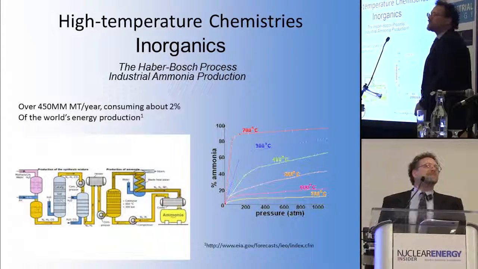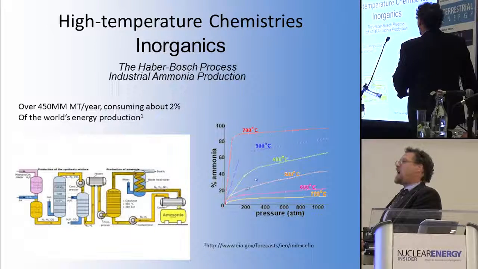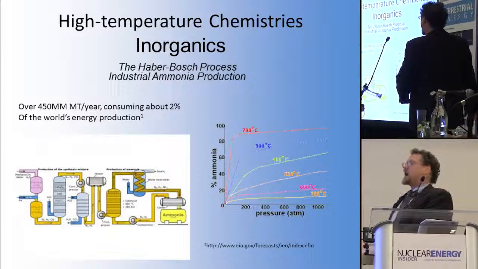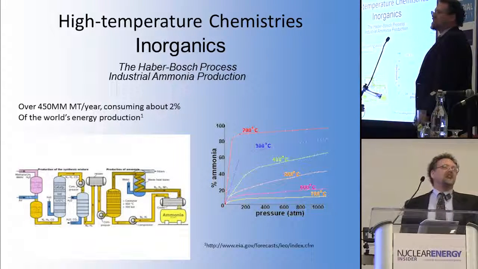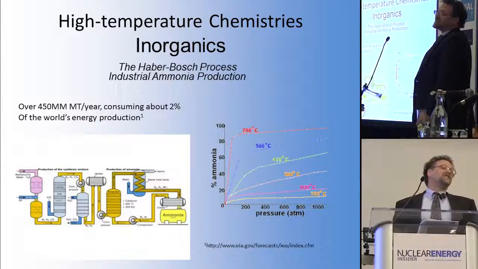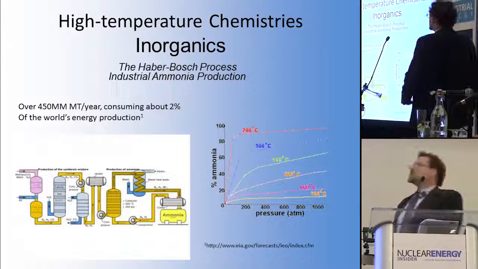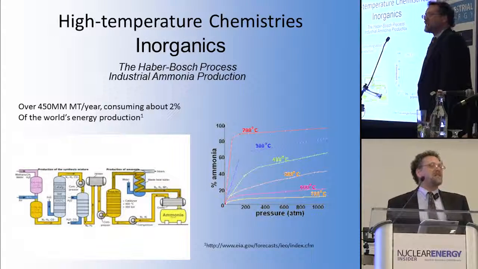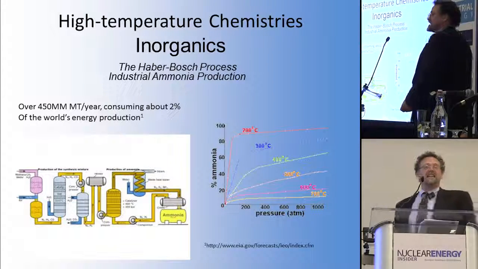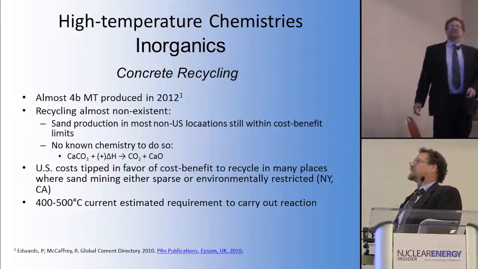So where's the sweet spot for the industry? It's about 500 and about 250 right there. And then you're talking about industrial level production, okay? But again, that's 500 Celsius, right? 2% of the world's energy production is going into ammonia. That is a lot. That is a lot.